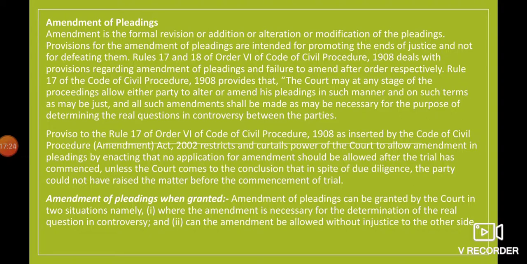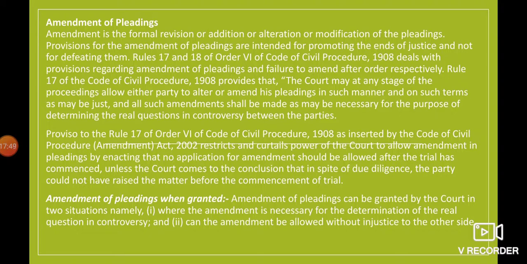Rule 17 of the Code of Civil Procedure 1908 provides that the court may at any stage of the proceeding allow either party to alter or amend his pleadings in such manner and on such terms as may be just, and all such amendments shall be made as may be necessary for the purpose of determining the real question in controversy between the parties.